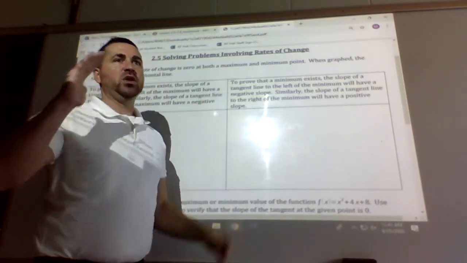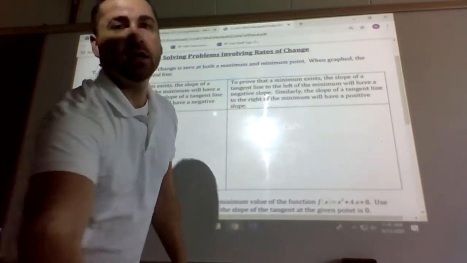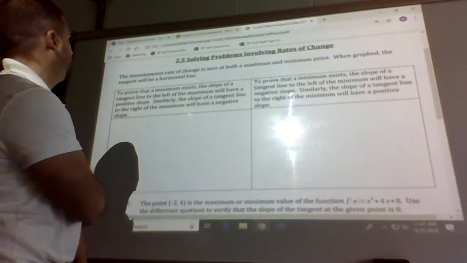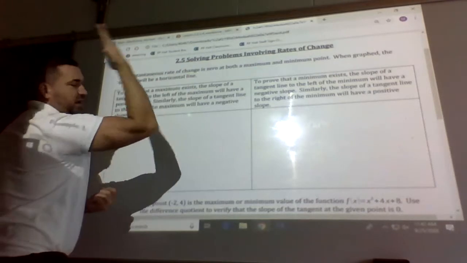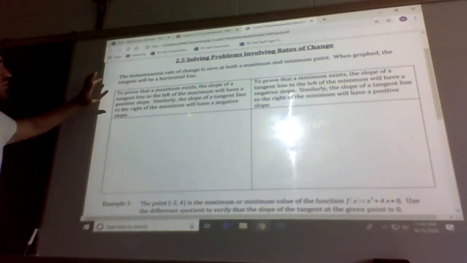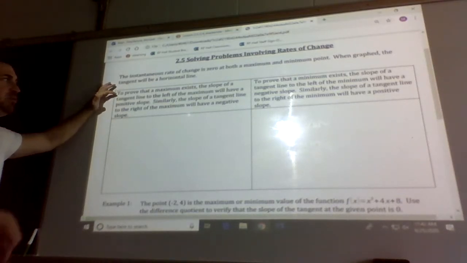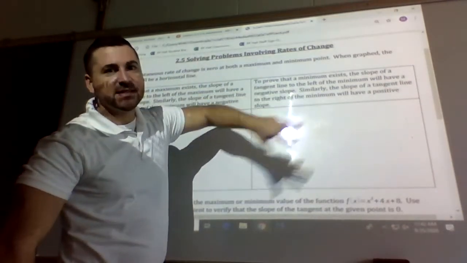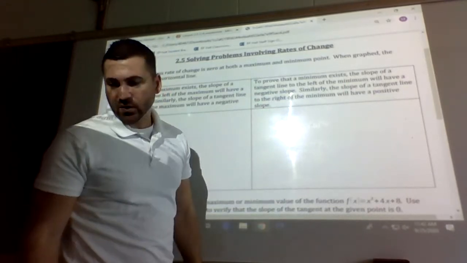That's because when you're drawing a tangent, it is a flat, horizontal line. Okay, so it has a rate of change of 0. When graphed, the tangent will be a horizontal line. We'll just set that there. Okay, so to prove a maximum exists, the slope of the tangent to the left will be positive, and the slope to the right will be negative. To prove that a minimum exists, it's the opposite. It would be negative on the left side and then positive on the right side.